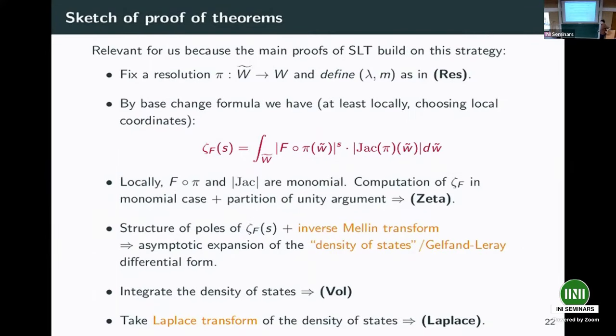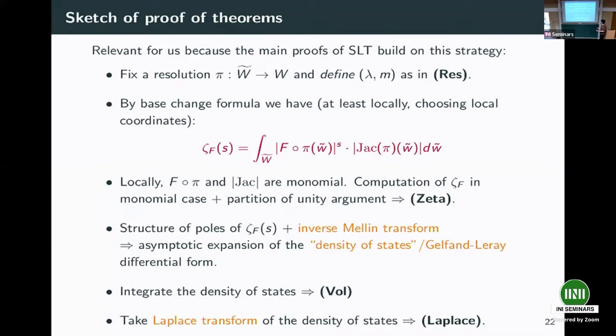Let me sketch basically the argument that Jörg mentioned, which is how to prove this. As I said, it's relevant because the main proof of singular learning theory builds on this strategy. You fix a resolution, and now you can define lambda and m in the resolution. Then you see that they coincide with the analytic ones. First, you do a base change: you compute this zeta function over the resolution by base change locally. This is not very precise; you have to take some local chart to do this. Locally, these two things are monomial, so you can just use the computation of the zeta function in the monomial case. Then you have to glue things together with a partition of unity argument. That gives you the claimed property of the zeta function, the fact that there is a meromorphic continuation.